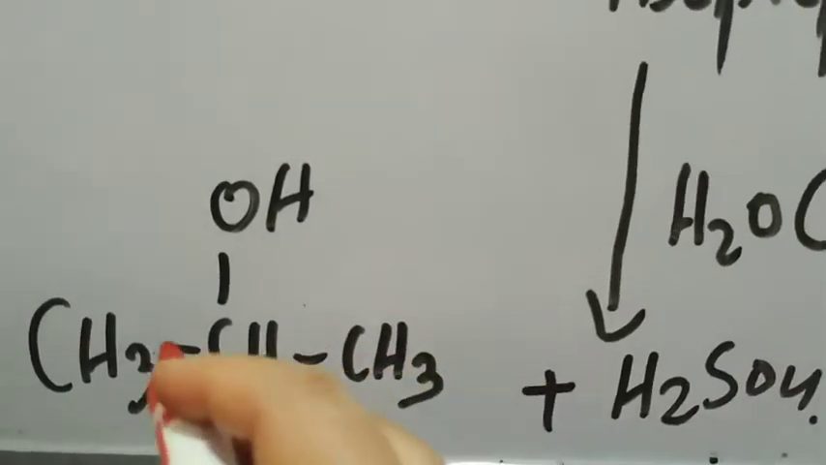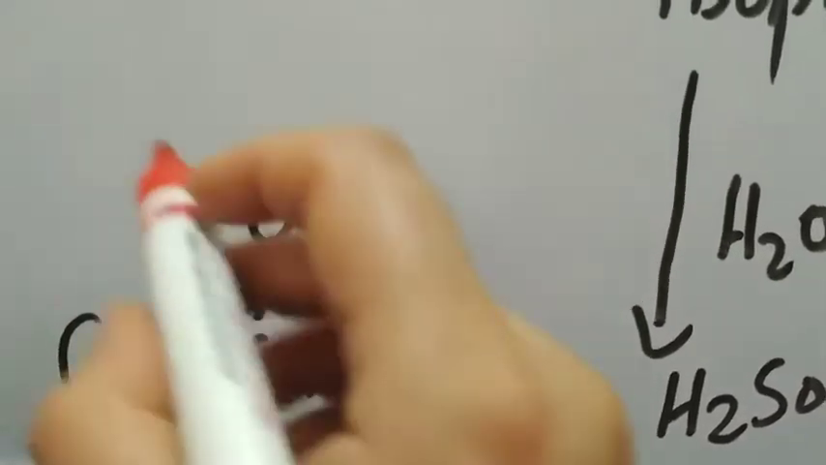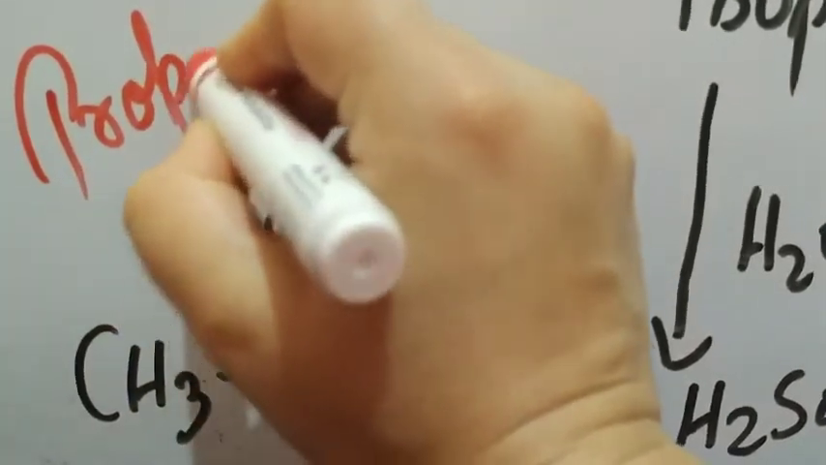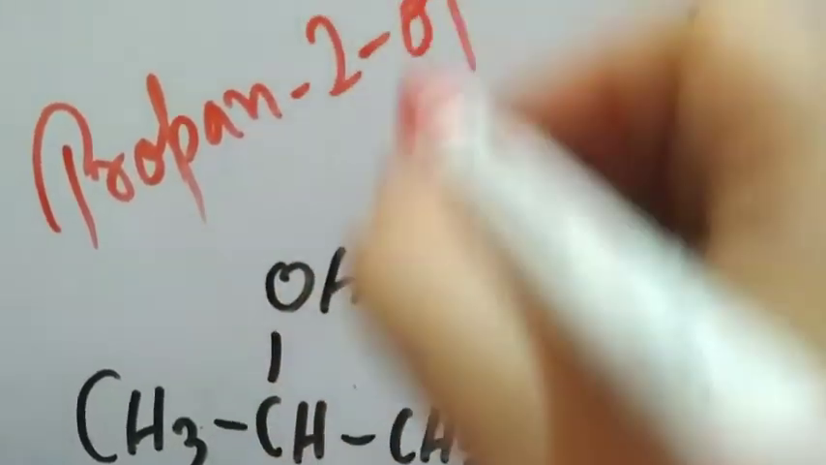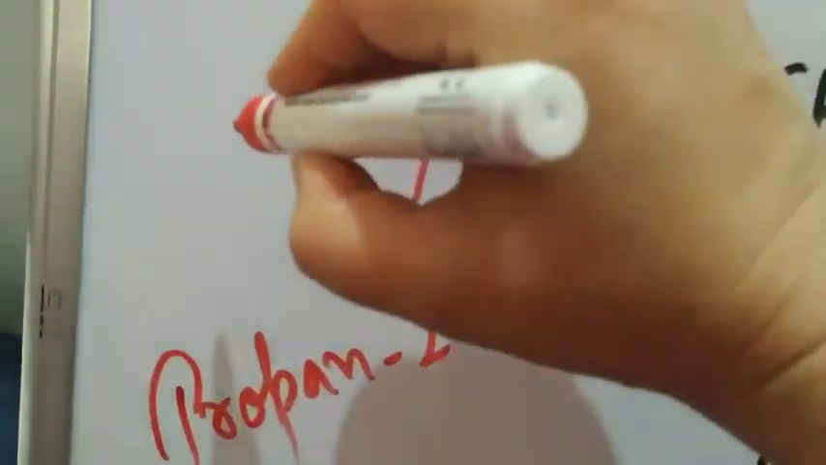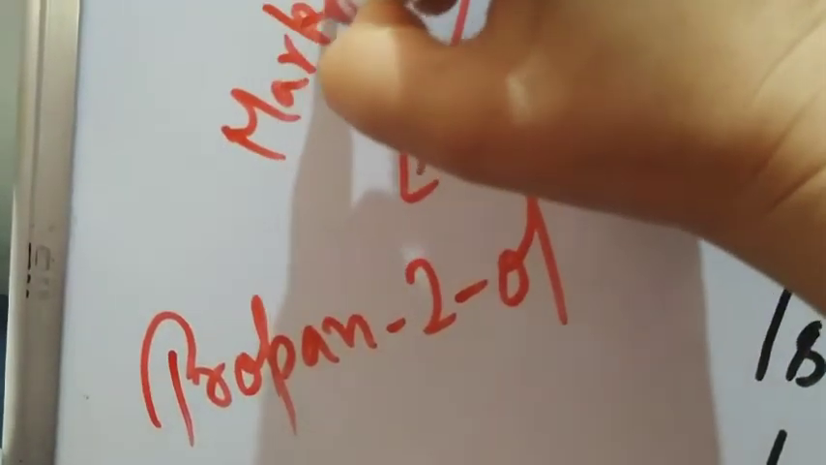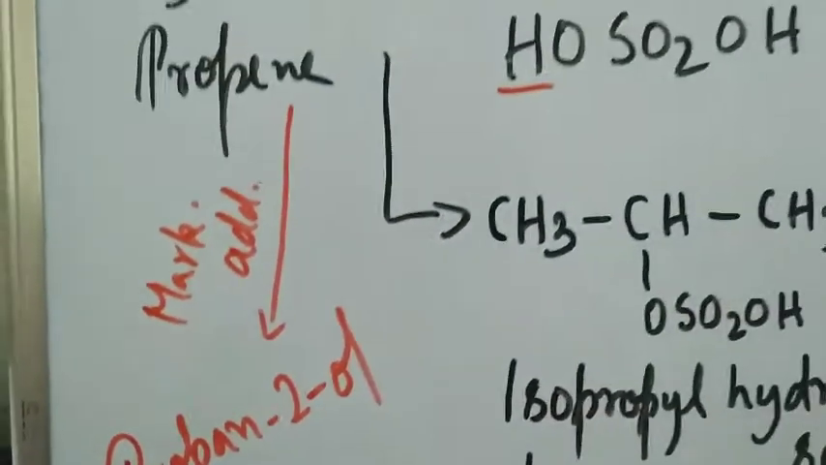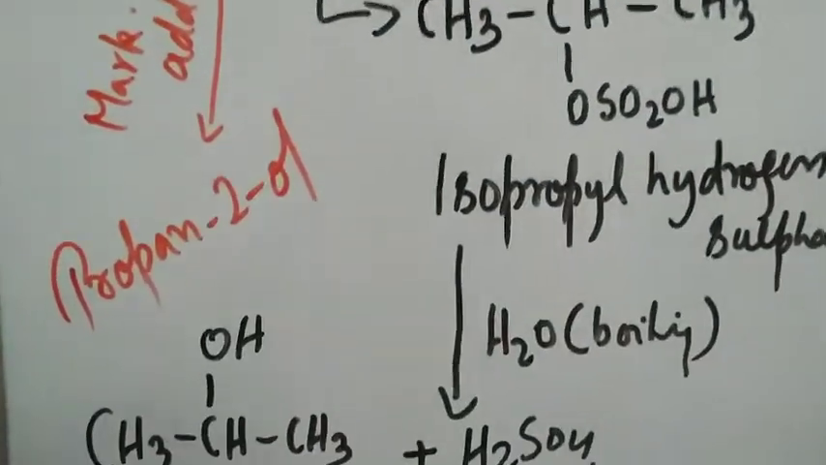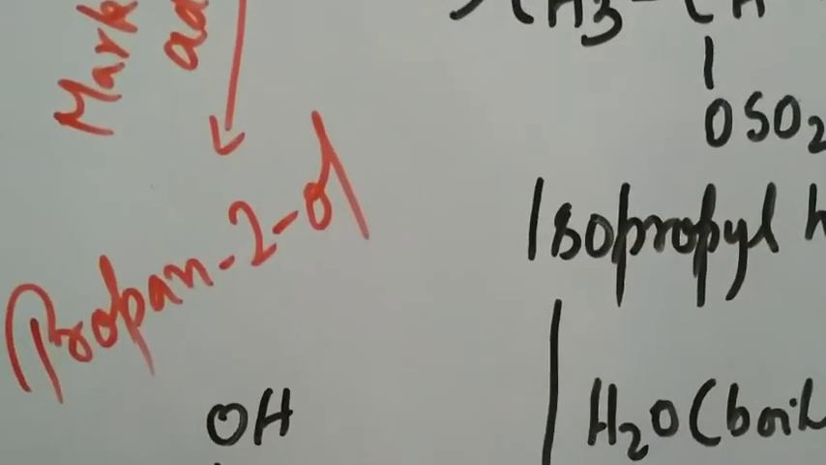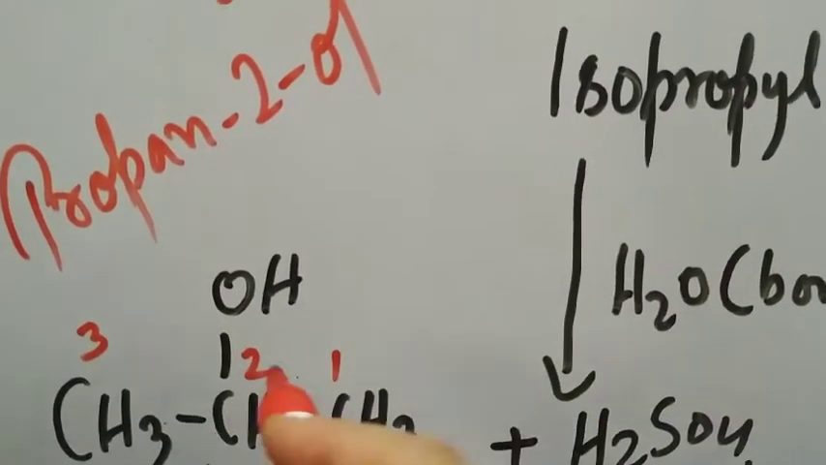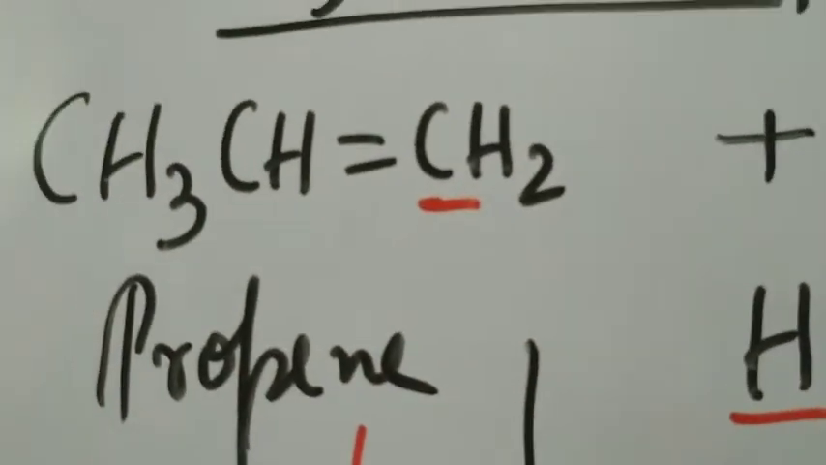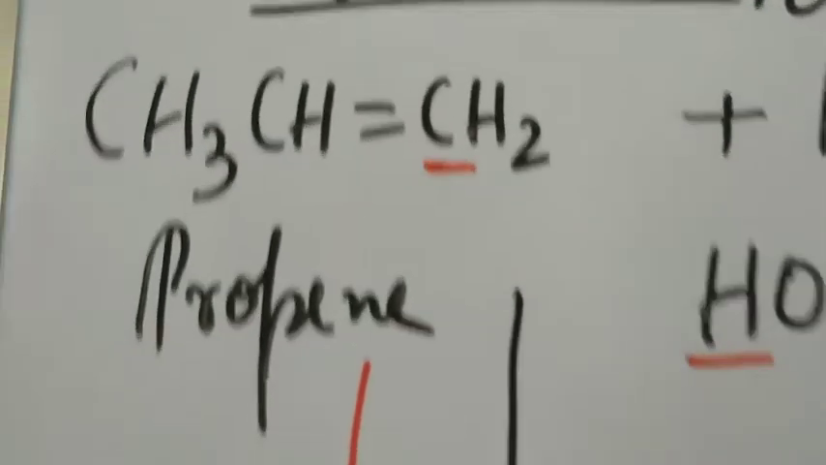Now what is important here is that this compound is not just propanol, it is propan-2-ol. From propene you have gotten propan-2-ol because the addition is the Markovnikov's addition. The product will be formed always according to the Markovnikov's rule. That is why your OH in this case is on carbon number 2. The compound formed is not propan-1-ol, it is propan-2-ol, because this is the unsymmetrical alkene you started with, right?